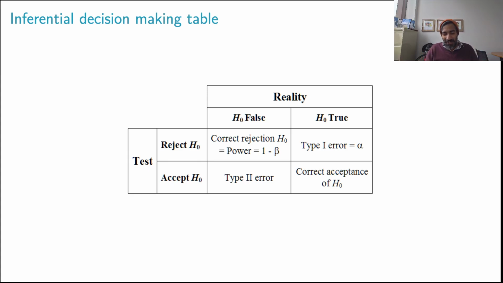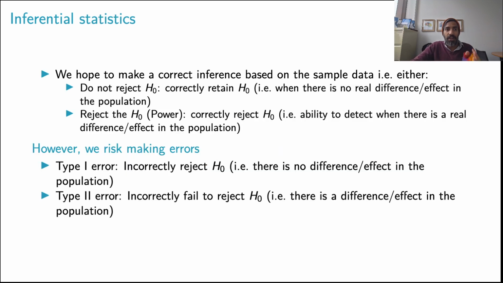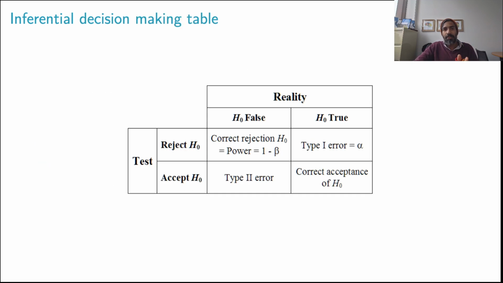And if you reject the null hypothesis in a version of reality where the null hypothesis is false, we've detected our effect. Now, if we, in fact, accept the null hypothesis in this reality where the null hypothesis is false, we've made a type 2 error, right? Remember, type 2 error, we failed to reject the null hypothesis. So we should be rejecting the null hypothesis in this reality, but we haven't. So we've made a type 2 error.